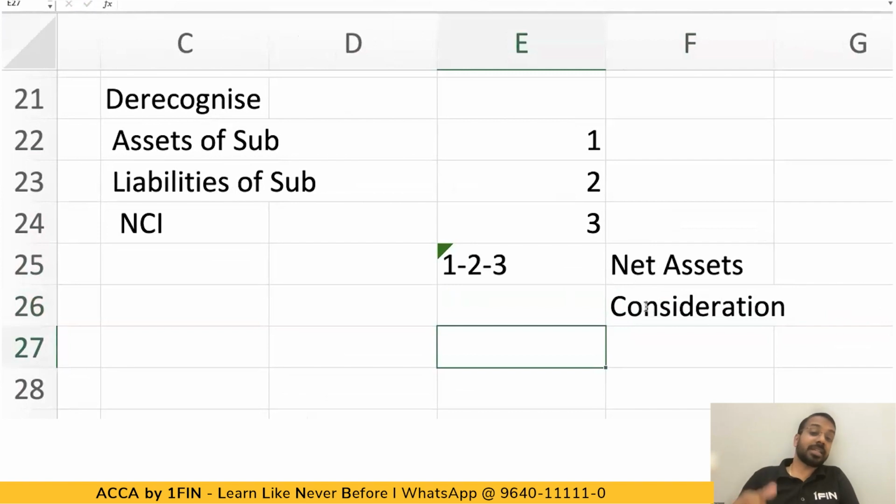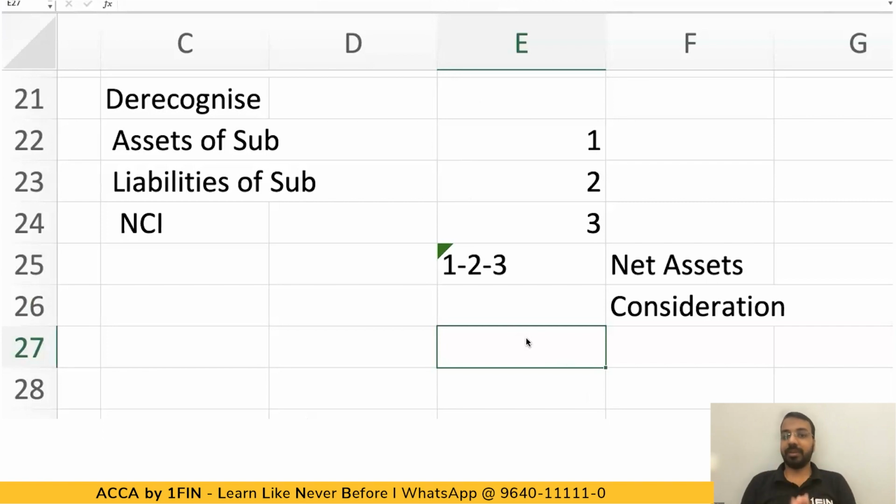If consideration is more than net asset, there is gain on disposal. If consideration is less than net asset, there is loss on disposal. So, consideration minus net assets. Consideration, whatever is the amount, minus net asset. Net asset is your asset of subsidiary minus liabilities of subsidiary minus non-controlling interest.